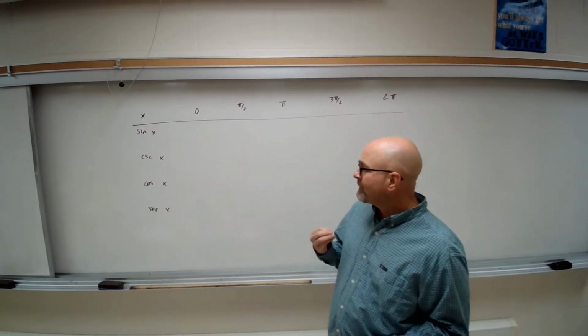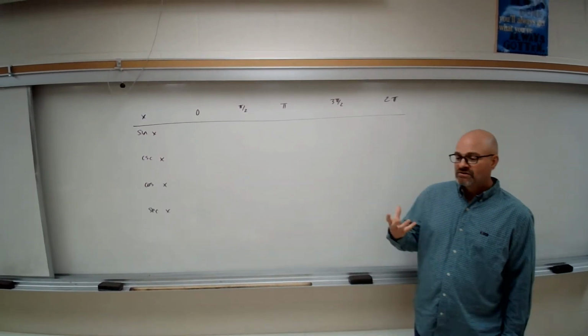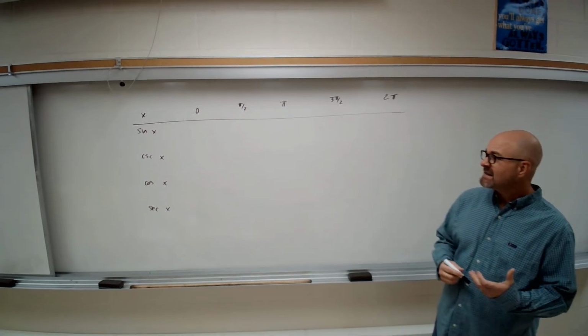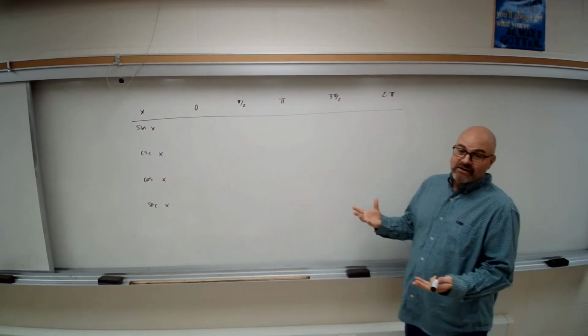So today we want to talk about how to graph secant and cosecant. To start with, on our note sheet here, we have this table. Now for the sine values, we should know these, right?